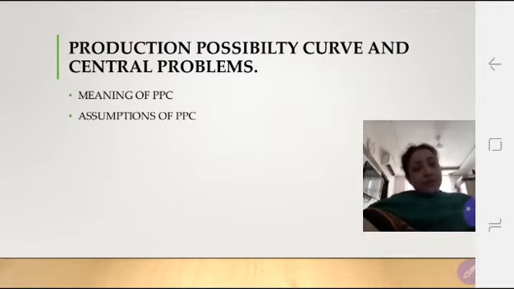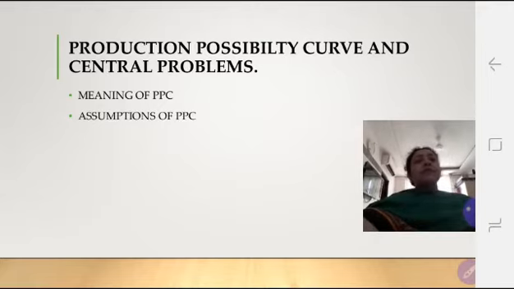Now, what are its assumptions? The first one is the amount of productive resources are fixed. There is no change in technology. All the productive resources are fully employed. Resources are not equally efficient in the production of all the goods.